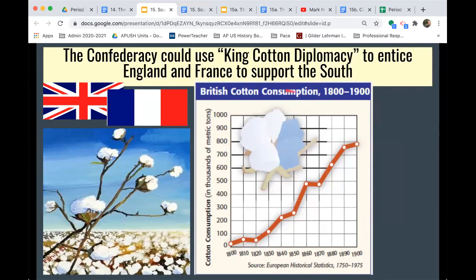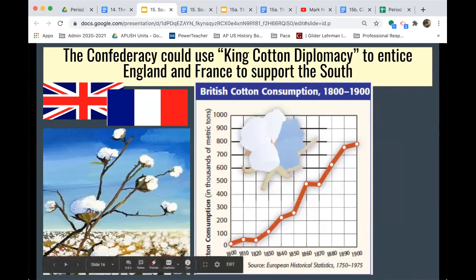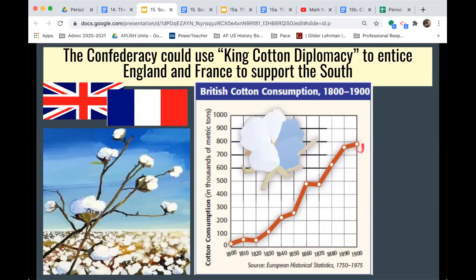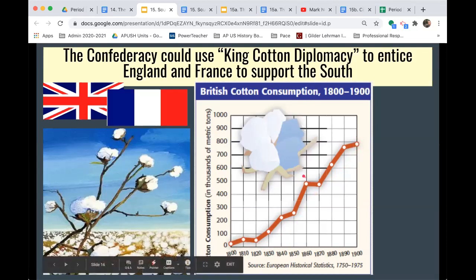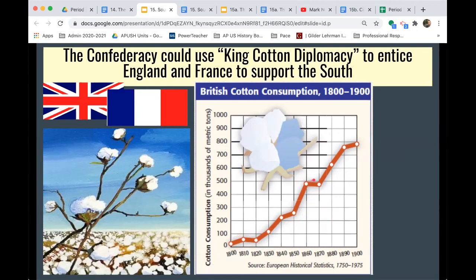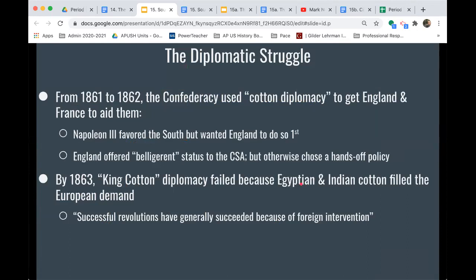Now, if you look at British cotton consumption, you see that England's factory system has gone from consuming very little cotton to consuming 8 million tons of cotton a year by 1900. 1860, of course, when the Civil War begins, it's already up to 5 million tons a year. And this is the only decade in this entire time period where cotton actually decreases. Let that be a little bit of a preview for what happens with the war.